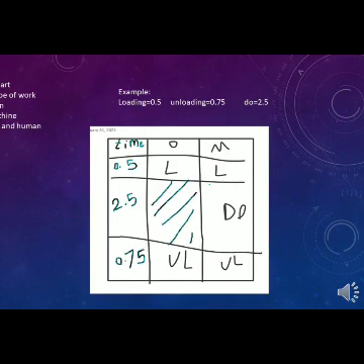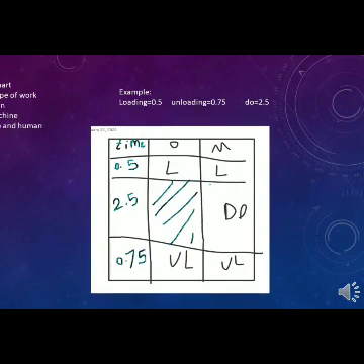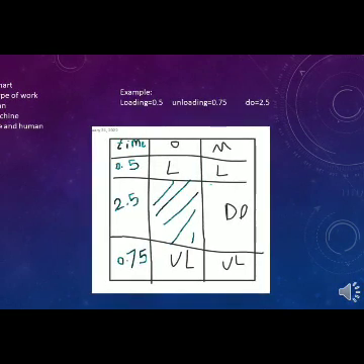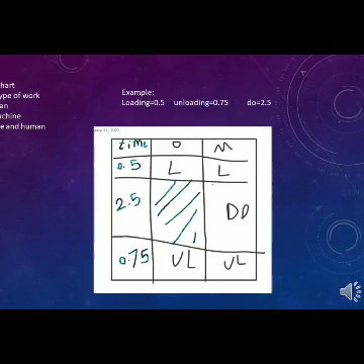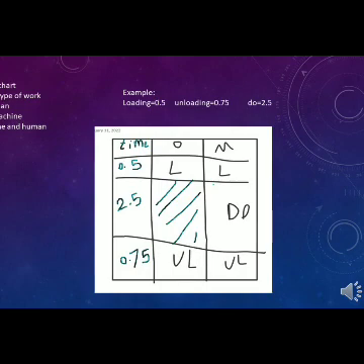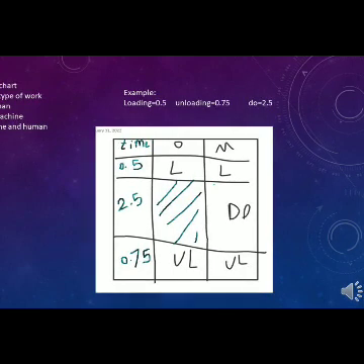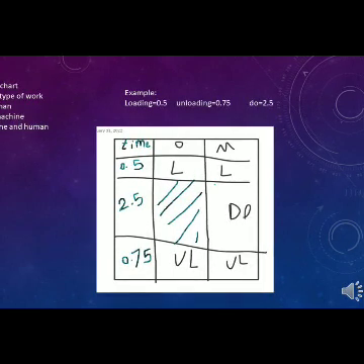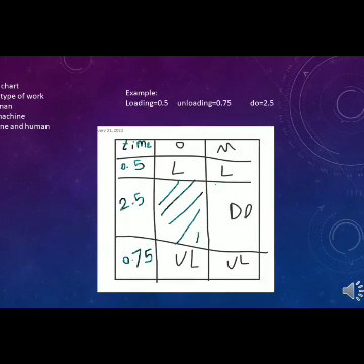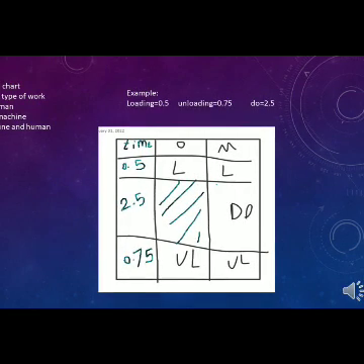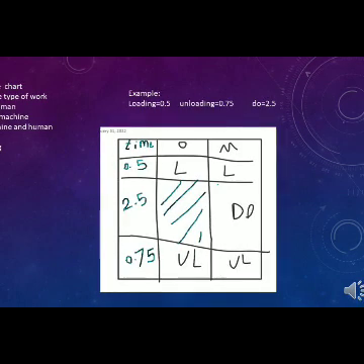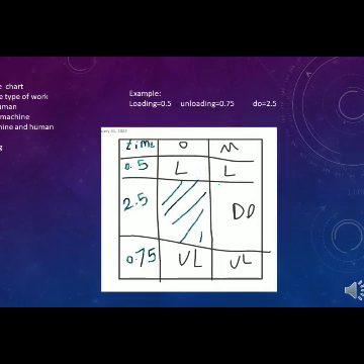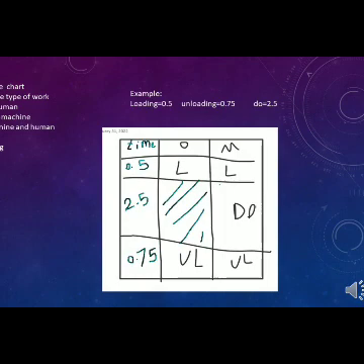In this video, I want to explain the man and machine chart. The first thing I want to say is that we have three types of work. The first type is the work that is only by human, the second type is only by machine, and the third type is both machine and the human.